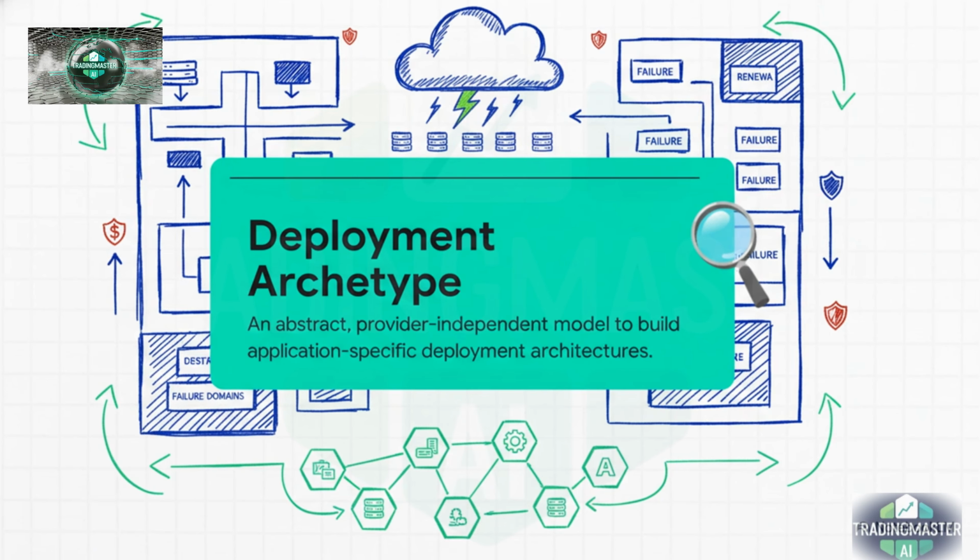And that brings us right to the second concept, the deployment archetype. So if a failure domain is the place where things can go wrong, the deployment archetype is your actual plan for surviving it. It's the blueprint, your strategy for placing your application across one or more of these failure domains to make sure it stays alive when things inevitably break.